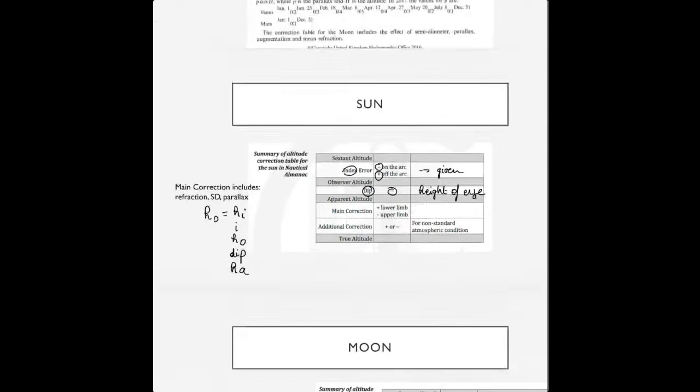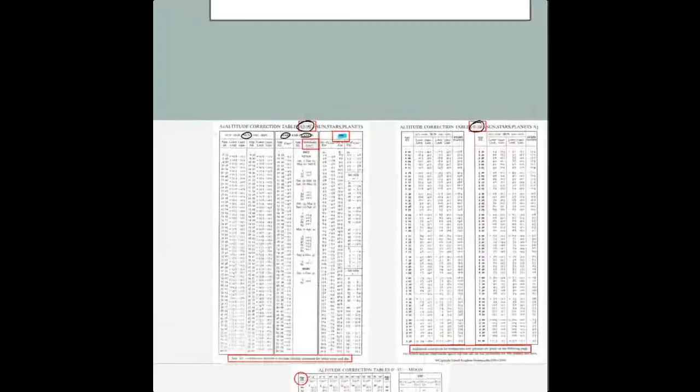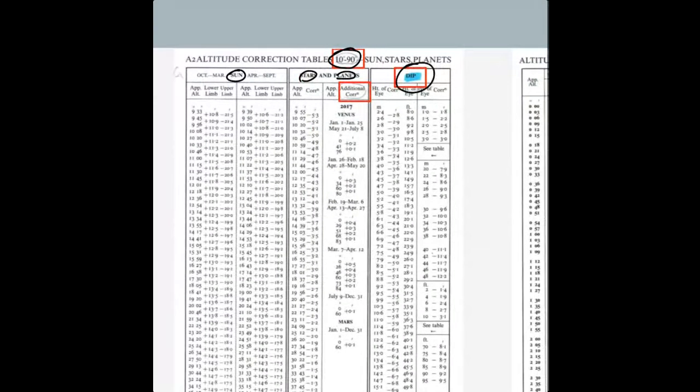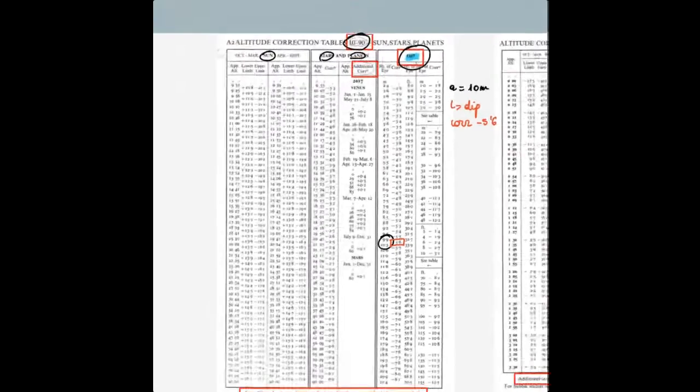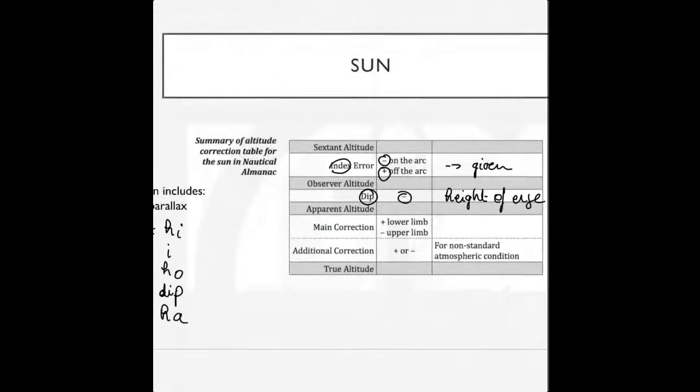Where can you find the dip correction? For the sun and the stars and the planets, you can find the dip correction in this column. Let's say A is the height of the eye. Let's say that it's 10 meters, and it's somewhere in between 9.9 and 10.3, and this gives you a dip correction, which is always negative, of minus 5.6. So the dip correction will be minus 5.6.